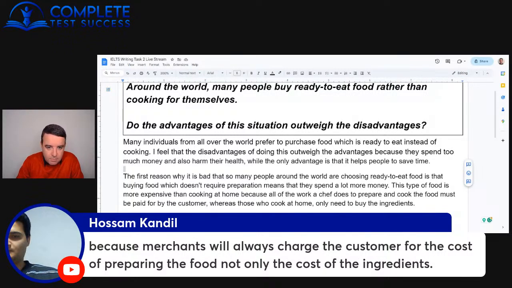And then you said because merchants. It's not really a word that we use, a merchant. It's not really a common word anymore. We wouldn't use it just to talk about people selling food generally. If you think about a merchant, we'd more likely think about maybe a wholesaler, or somebody who imports or exports or something like that. It wouldn't just be a standard person cooking and selling food. We'll always charge the customer for the cost of preparing the food, and not only the cost of the ingredients. Yep. So your explanation is good. I would just change the word merchants there.